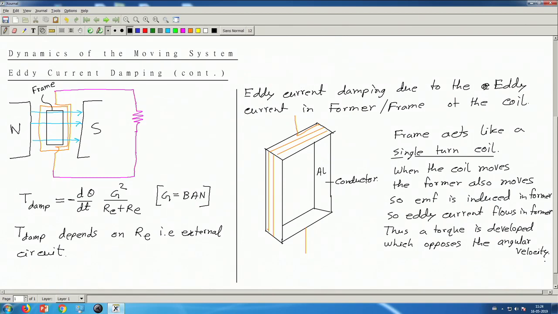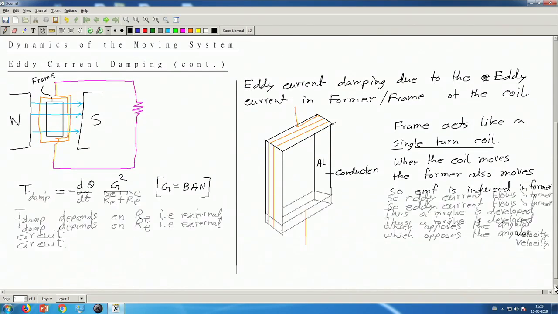Okay. Now, just for our practice, let us derive the expression for the torque due to eddy current in the former very quickly. The derivation will be very similar to the derivation of the damping torque due to the induced current in the coil, but we will do it once again very quickly for our practice. Okay. So, let us do it.